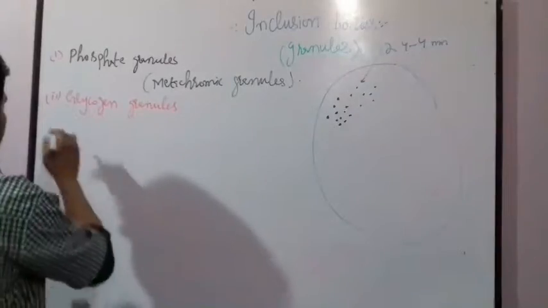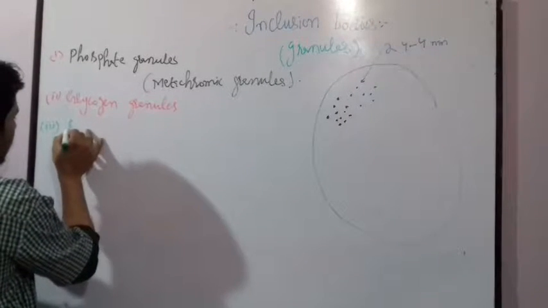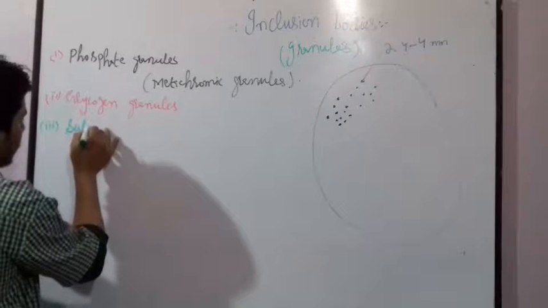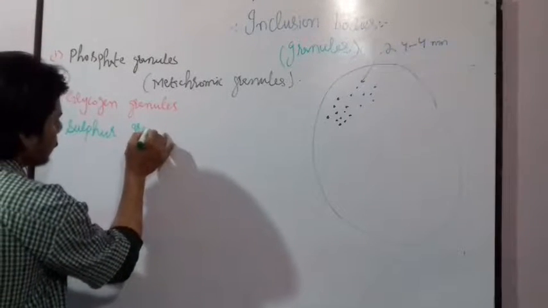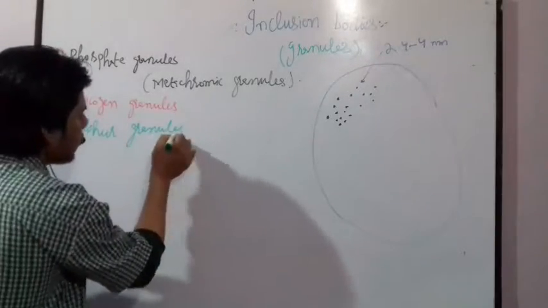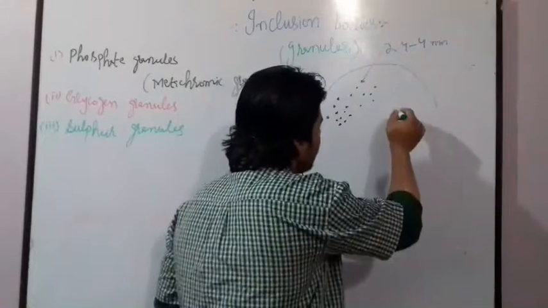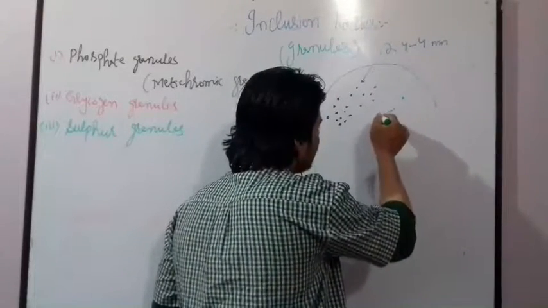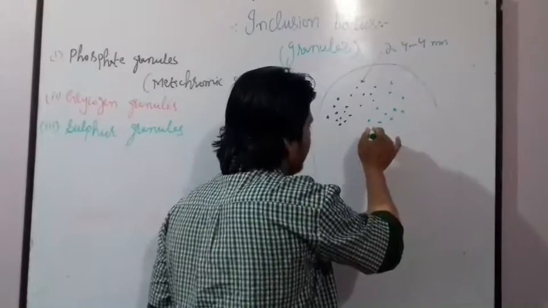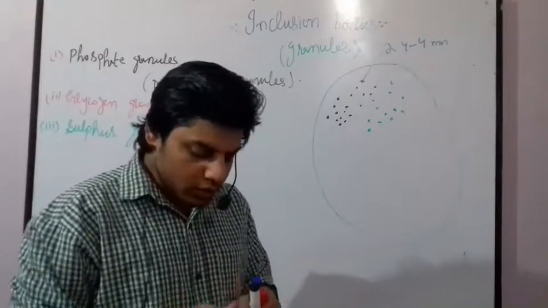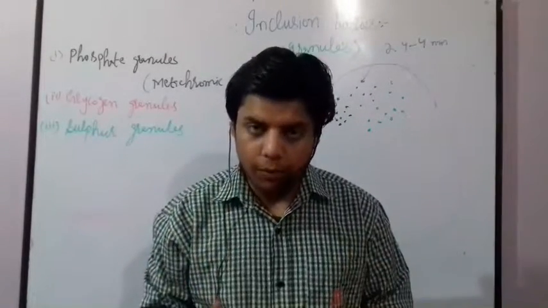Okay, third we have sulphur granules. Sulfur granules will be yellow in form if we see. So these green ones represent the sulfur granules. They can store sulfur molecules or sulfur compounds.